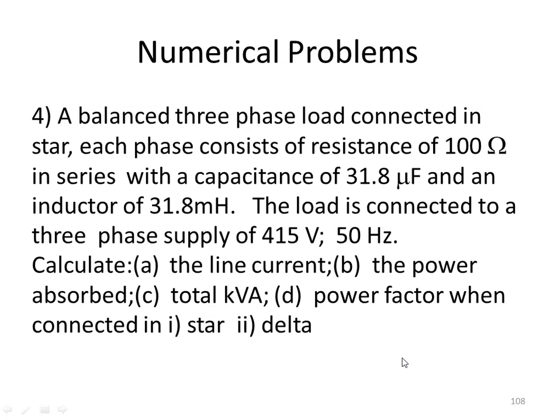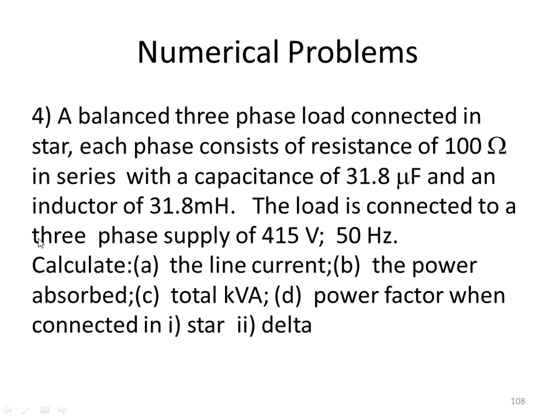In this video, we are going to deal with some more numerical problems on star and delta connections, which are three-phase connections basically. Coming to the first problem in this lecture: a balanced three-phase load connected in star, each phase consists of a resistance of 100 ohm in series with a capacitance of 31.8 microfarad and an inductor of 31.8 millihenry.